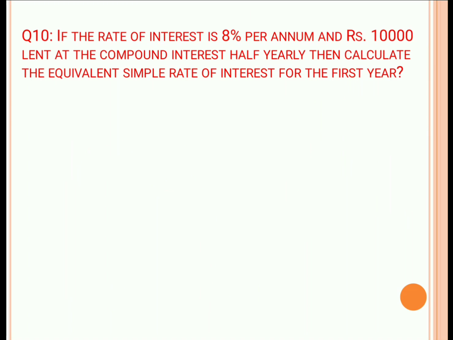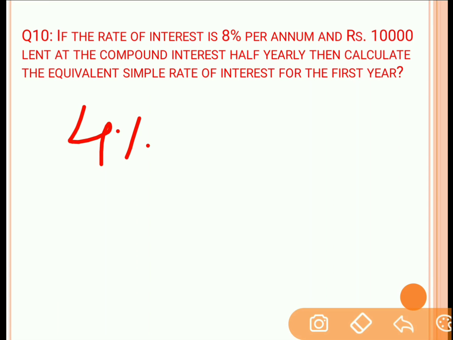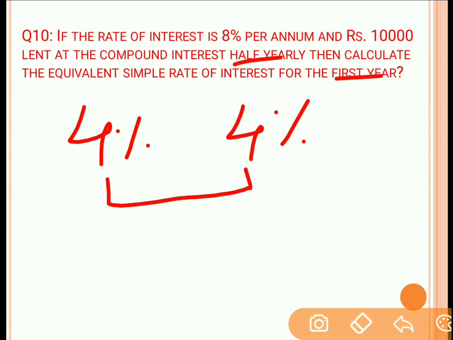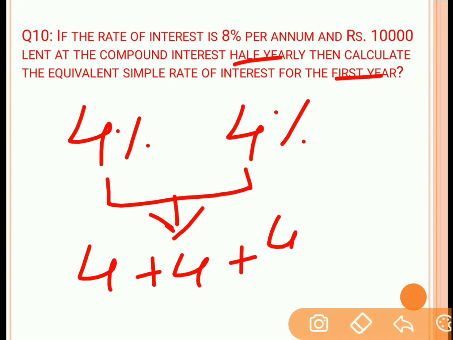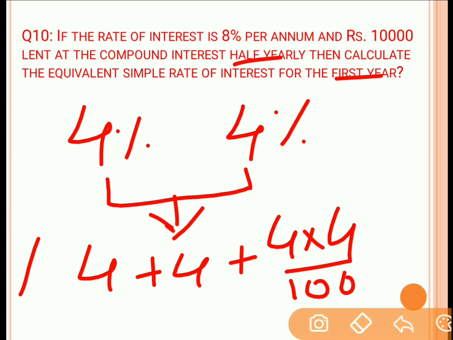So now there is a short way to do this problem. If 4% per annum is the rate of interest when the interest is compounded half yearly, then this 4% per annum is compounded twice in 1 year. So effective rate of interest will be the equivalent percentage of those 4%. So equivalent percentage of 4% is nothing but 4 plus 4 plus 4 into 4 by 100. So this is the equivalent percentage of this 4% which is compounded twice. Fine. So whenever compounding of an interest takes place, you have to apply the formula of effective percentage. So effective percentage is A plus B plus AB by 100.